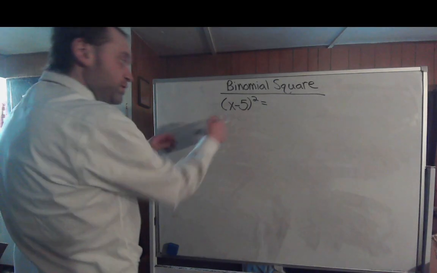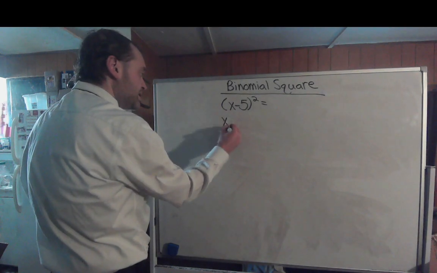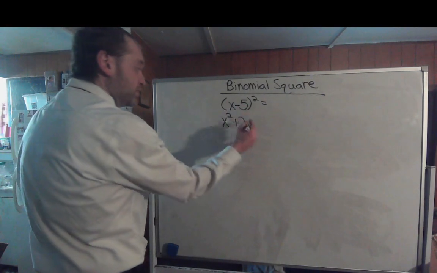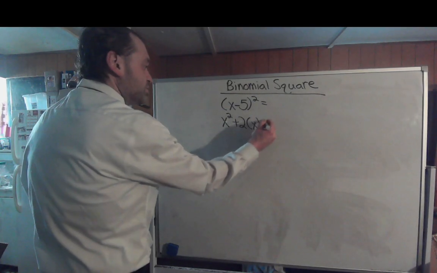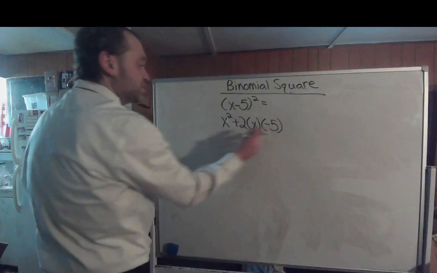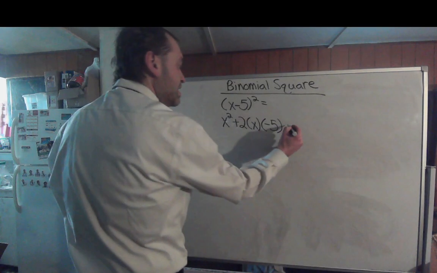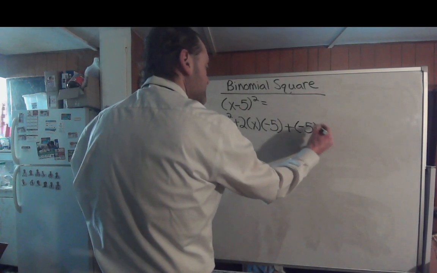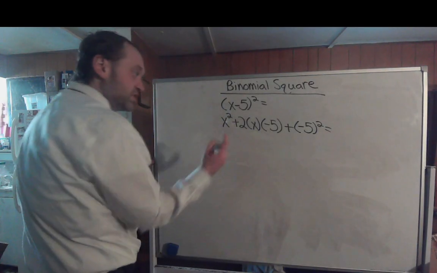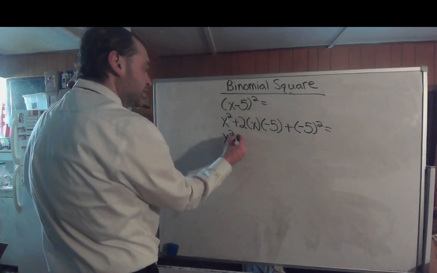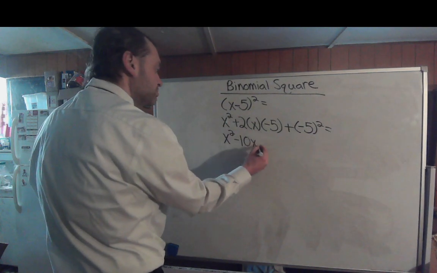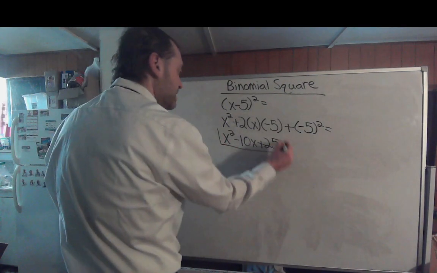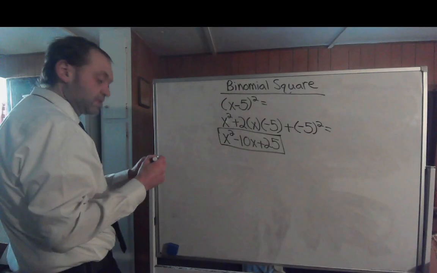So still take your first term, which is x, raise that to the second power, plus 2 times the first term times your second term. So you would get plus 2x times negative 5, plus you'll take your last term, the negative 5, you'll raise that to the second power. So this would simplify into x squared minus 10x plus 25. So all this simplifies into is x squared minus 10x plus 25.